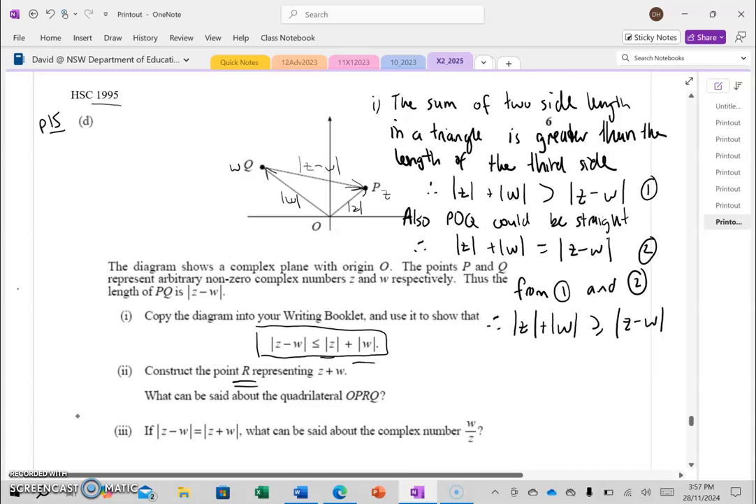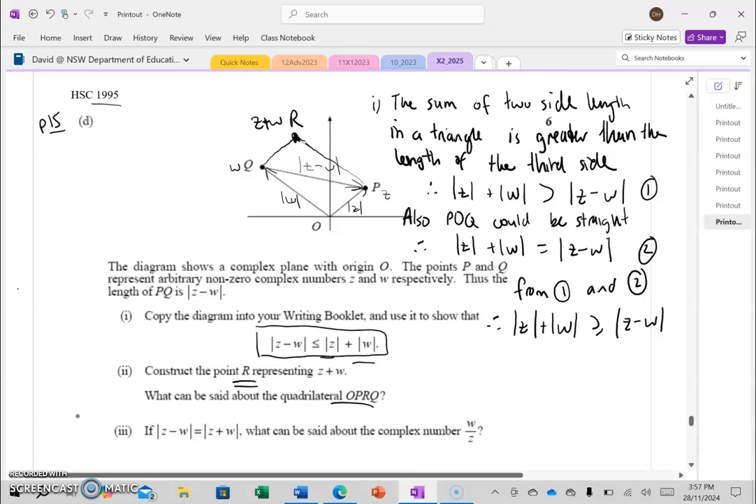Construct the point R representing Z plus W. What could be said about the quadrilateral? Well, if this is Z and this is W, by parallelogram law, I can form a parallelogram. And therefore the point, I'll put a dot for the point and I'll put R there. That represents Z plus W.